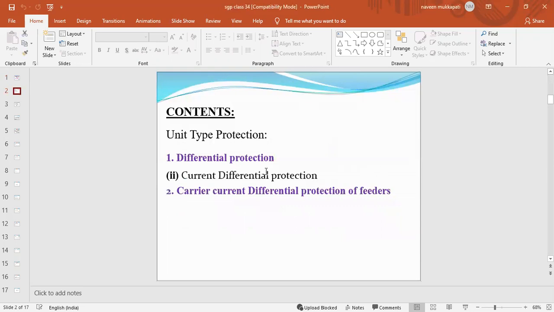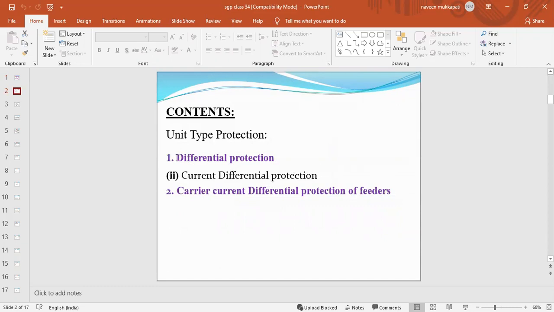This is the unit type of protection. In that unit type of protection, there are two types: first one is the differential protection, second one is the carrier current differential protection of a feeder. In the present class, we are discussing what is meant by the current differential protection and what is the carrier current differential protection.